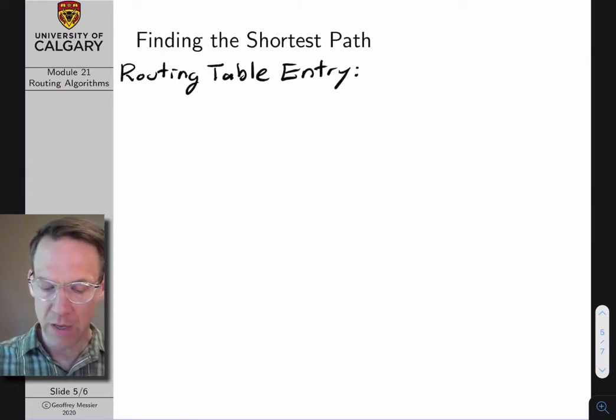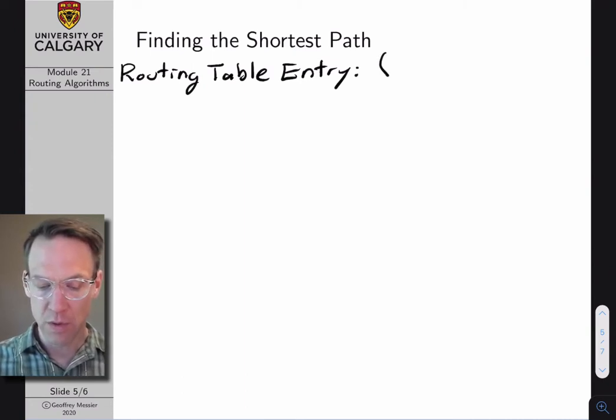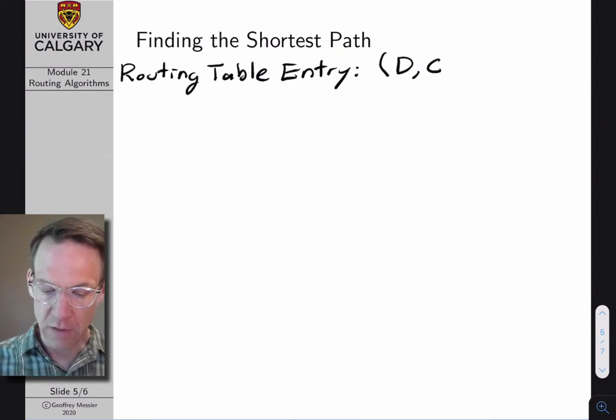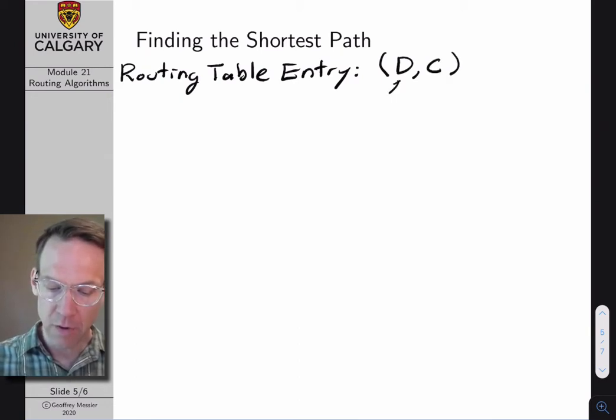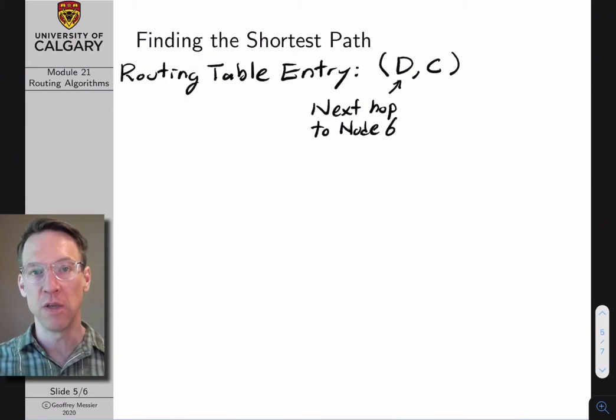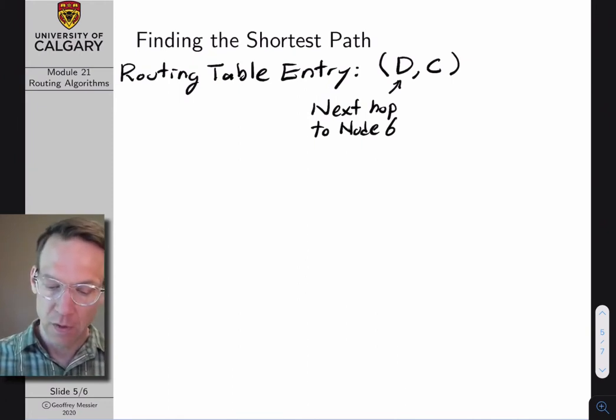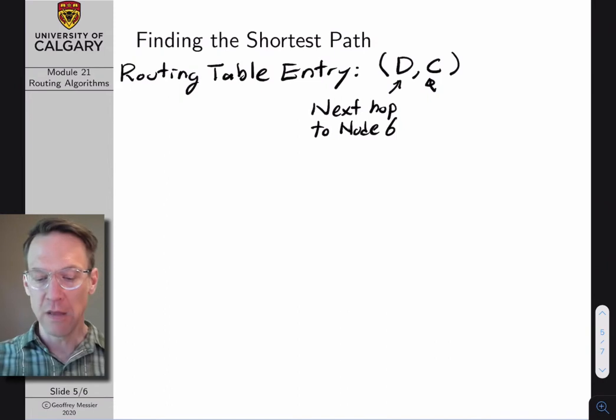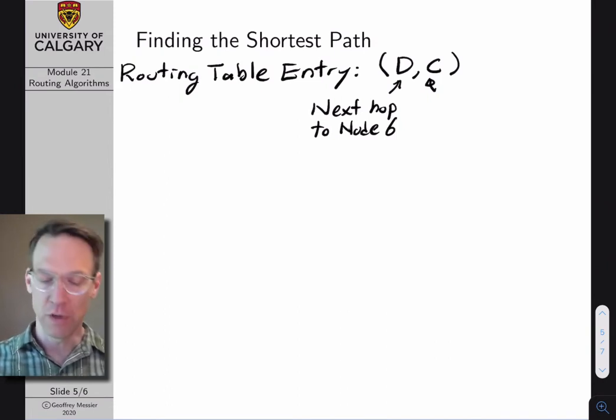Each routing table entry I'm going to represent by 2 numbers in round brackets. The first number is D and the second number is C. So this first number is the next hop on the path to node 6. Remember, this example is very specifically on how to reach node 6. The second number, C, is the total cost to reach node 6.